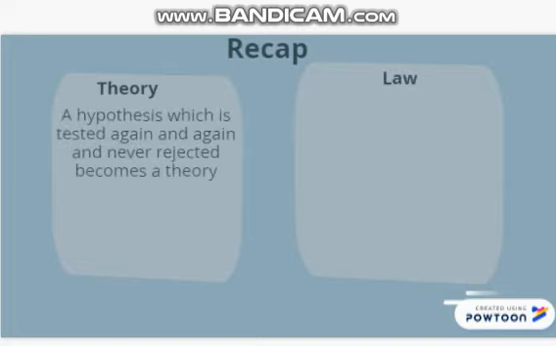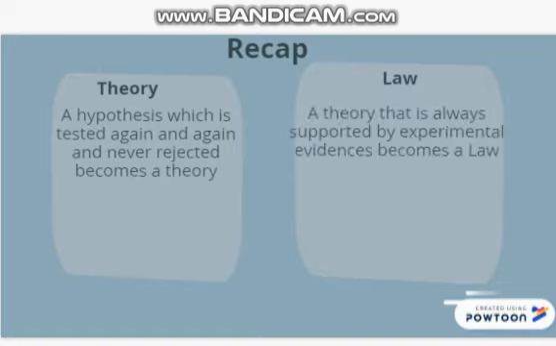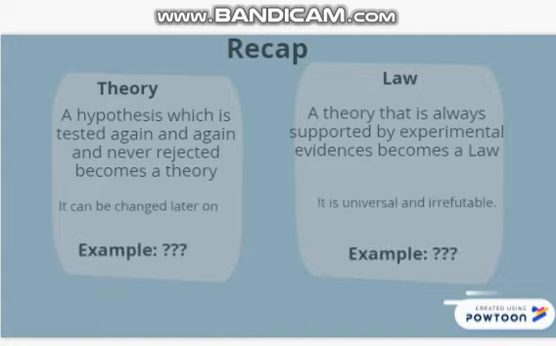Let's have a recap. We have studied about theory and law. A theory is a hypothesis which is tested again and again and is never rejected. While a law is a theory that is supported by experimental evidence, and a theory can be changed later on, but a law is universal and it is irrefutable. We have discussed an example of each, theory and law. Now it's your task to study and search for examples of theory and law on your own.